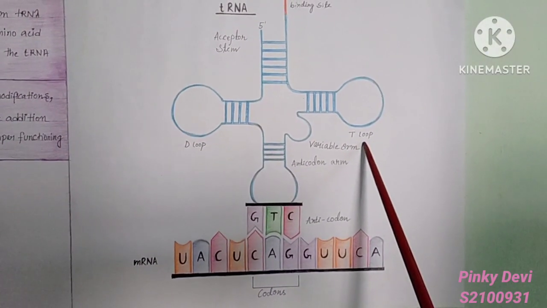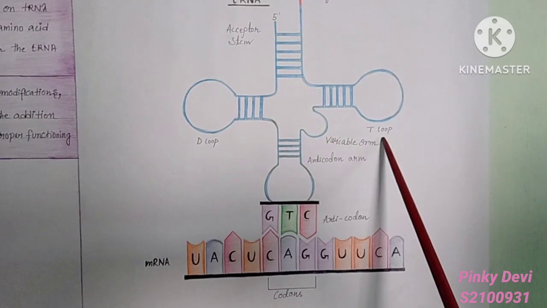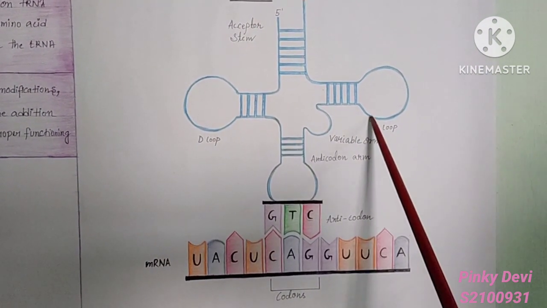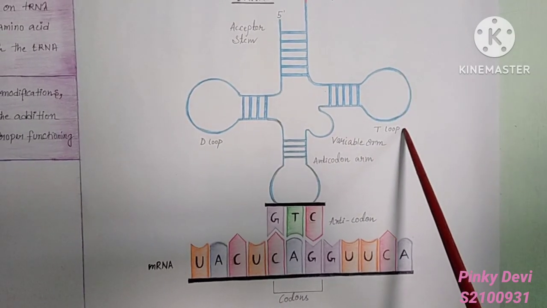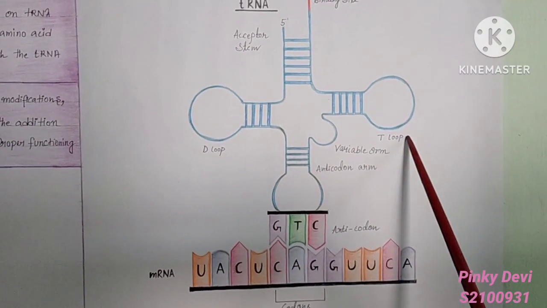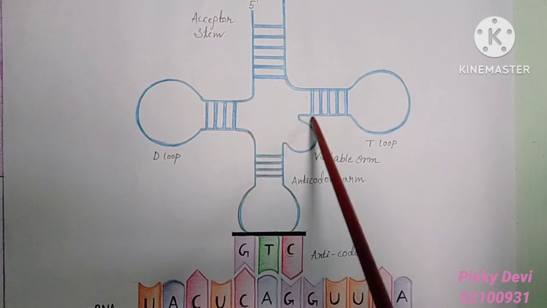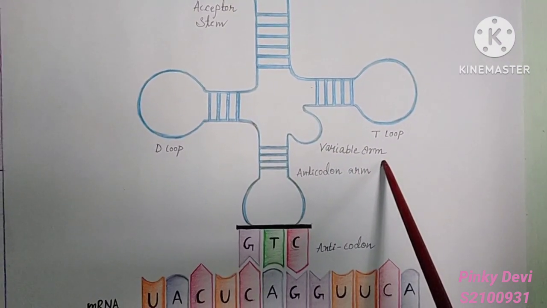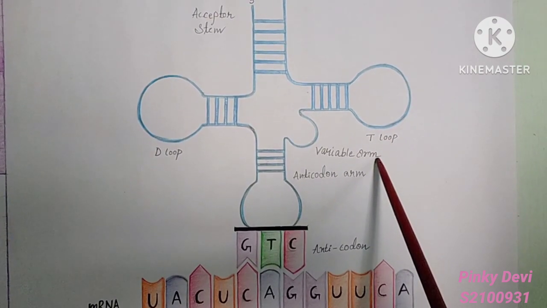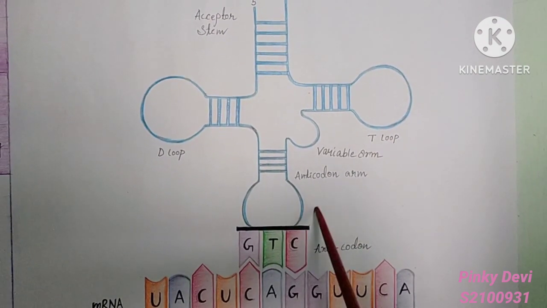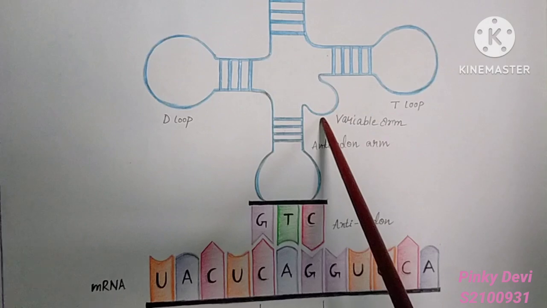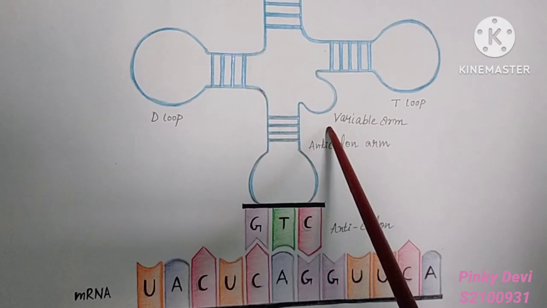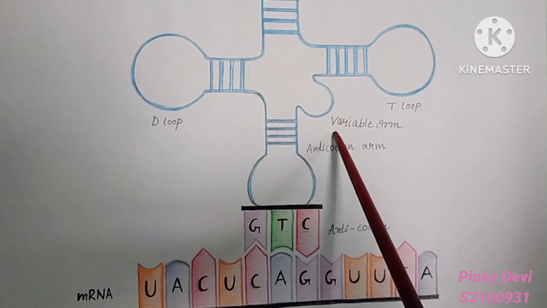Now the T-loop. The T-arm consists of a stem of 4 to 5 base pairs and a loop containing pseudouridine and a modified uridine. This portion of the tRNA is called the variable arm or variable loop. It is present between the T-loop and the anticodon loop. Its size varies from 3 to 21 bases. It helps in the recognition of the tRNA.